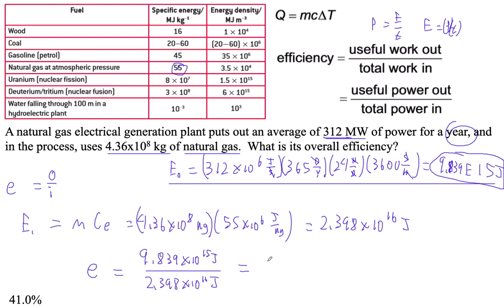And that is 0.4103. There aren't any units for that. It's joules per joule, right? So that's 41.0% efficient, which I think is pretty good for one of these power plants.